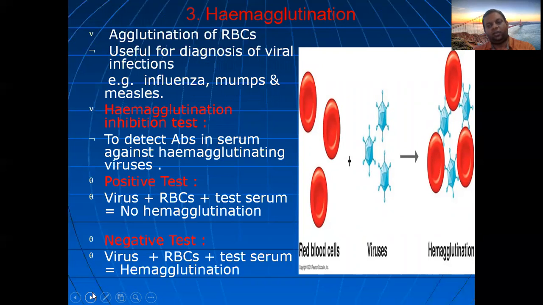Hemagglutination, the only difference is we use red cells to test. Hemagglutination inhibition: in the presence of antibody, hemagglutination will be inhibited. In a positive test, with virus, RBC and test serum, there is no hemagglutination, so that particular serum contains hemagglutinin antibody. In a negative test, with virus, RBC and test serum, if that particular antibody is not there, hemagglutination will happen.